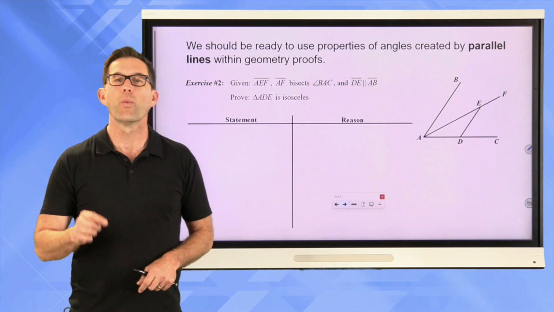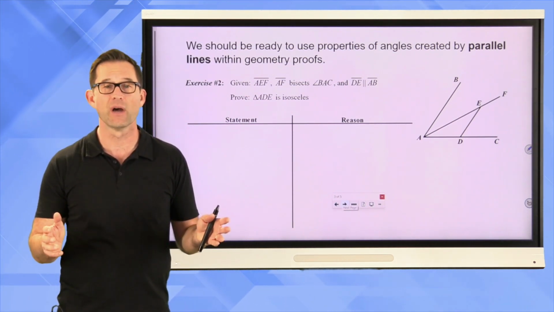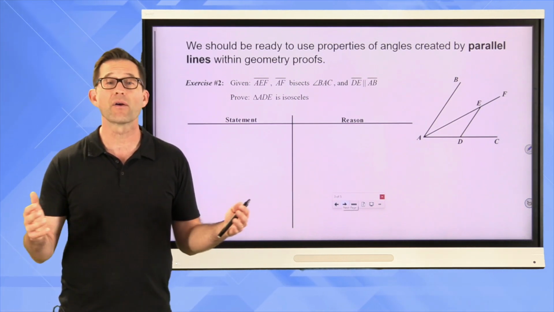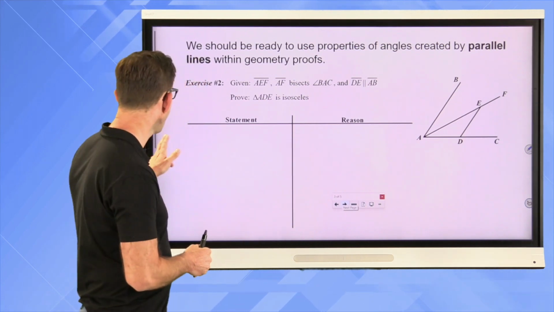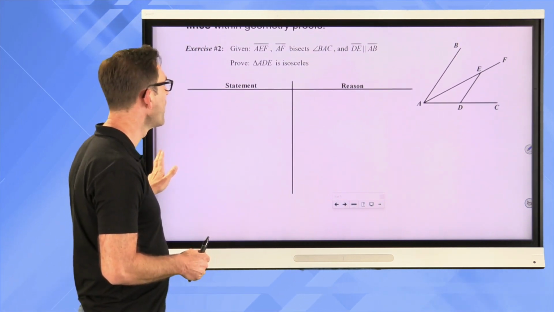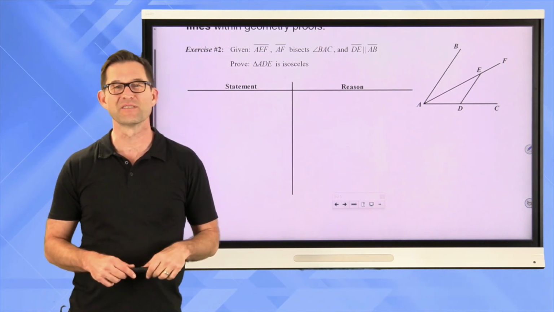All right. We should be ready to use properties of angles created by parallel lines within geometry proof. And we spent an entire lesson on doing exactly that. But I wanted to do it one more time in our final day on geometry proof. You can already tell this is going to be a much shorter proof because my t-table is much smaller.